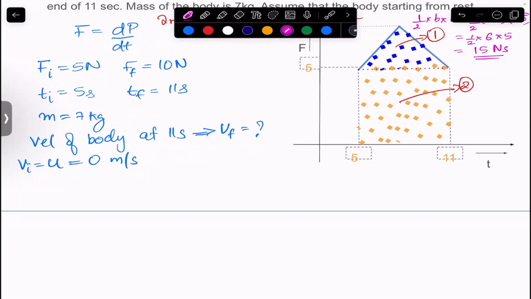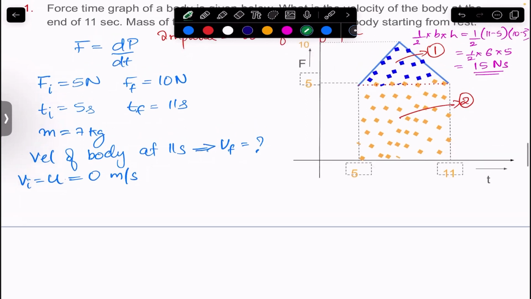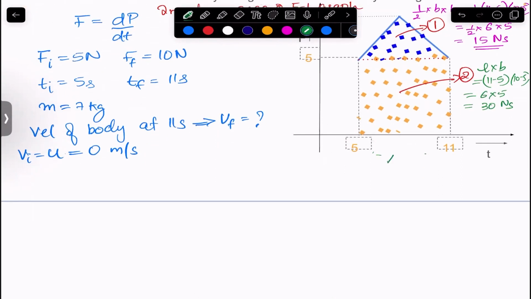Now for the second shape, that is a rectangle, so that is length times breadth. Length is 11 minus 5 and breadth is 10 minus 5, which is equal to 6 times 5, which is equal to 30 Newton second. Adding 1 and 2, we get the area under the curve equal to 15 plus 30, which is equal to 45 Newton second.